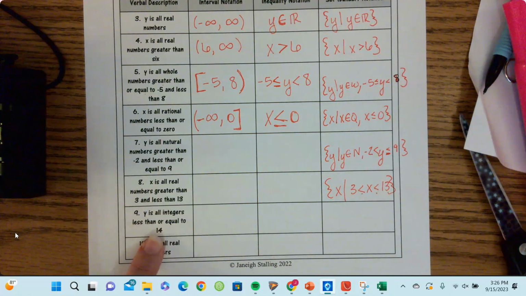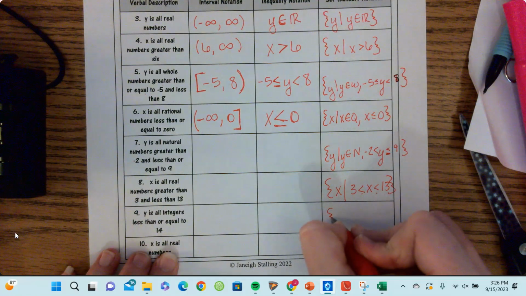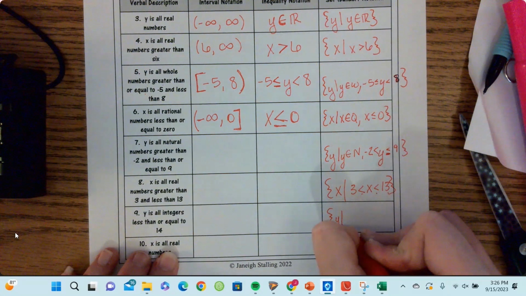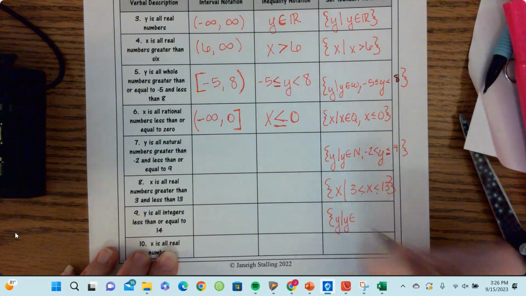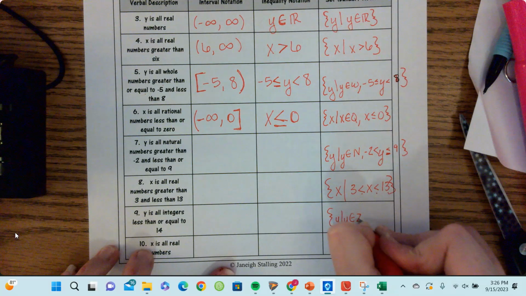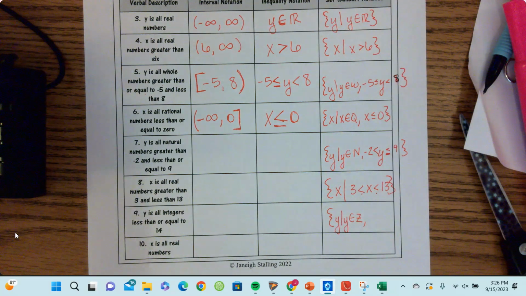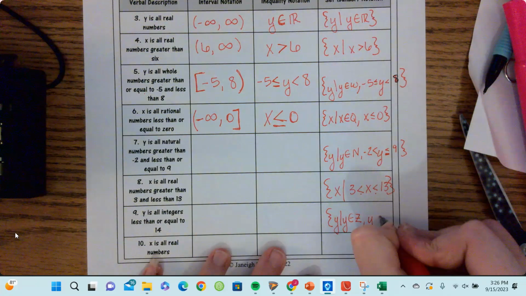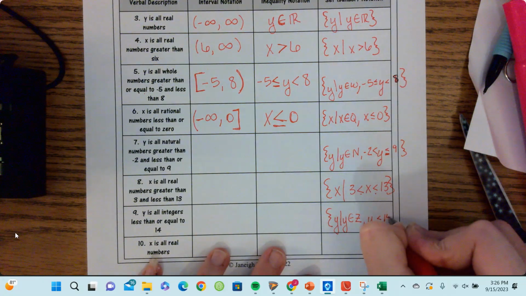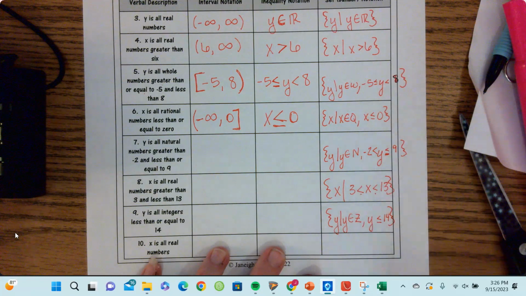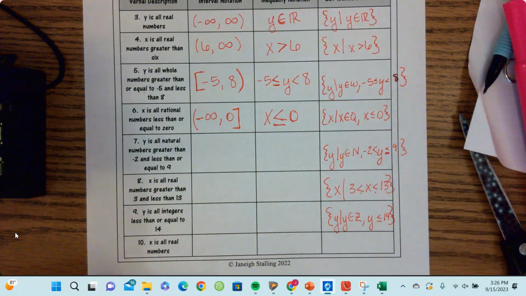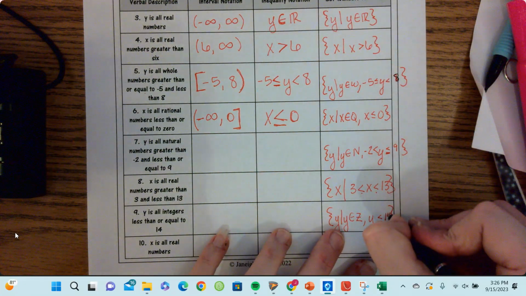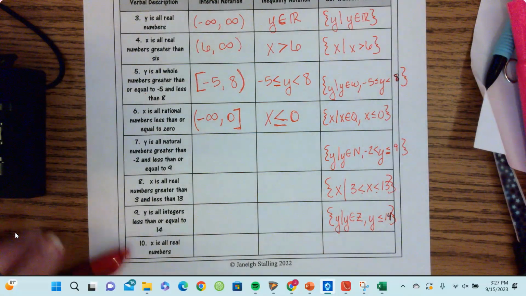Y is all integers less than or equal to 14. So integers. Y is a member of the set of integers. Integers we represent with a Z. And y is less than or equal to 14. I don't know why it's so hard to see that. It just gets blurry.